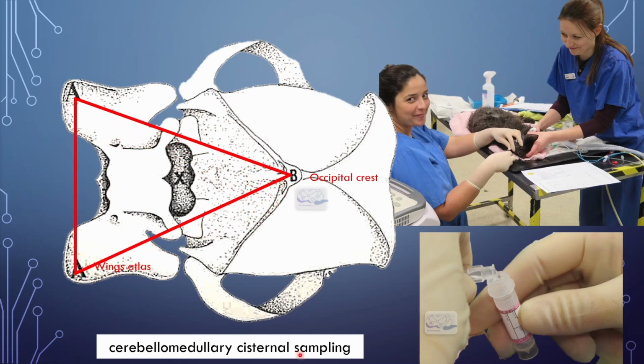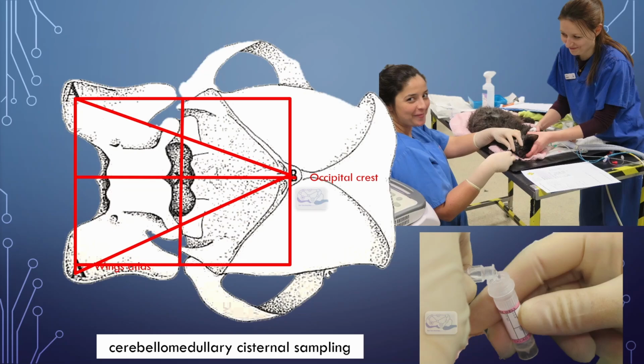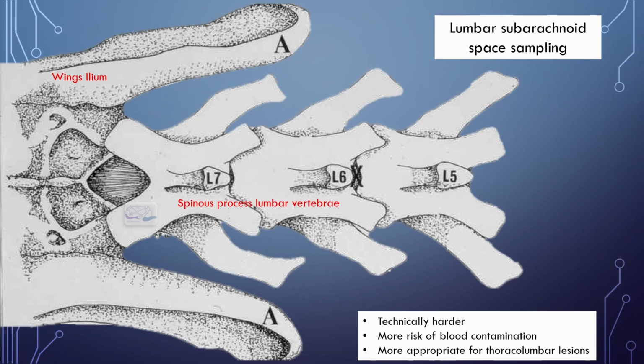So the positioning is that you put usually one finger and one thumb on the wings of the atlas and another finger on the occipital crest, and that forms a triangle, and then you go directly in the middle of that triangle, which gives you the position of your needle, and insert the needle very gently until you feel it pop through the membrane, and then take out the stylet and you collect the fluid.